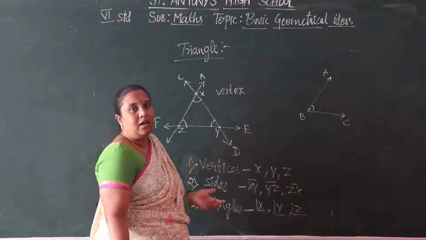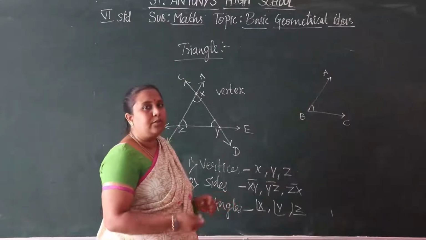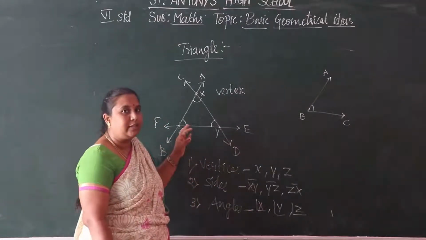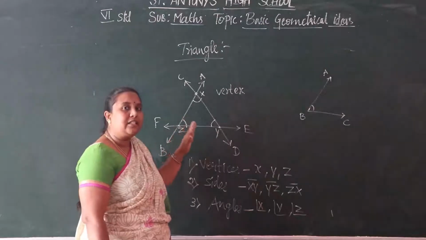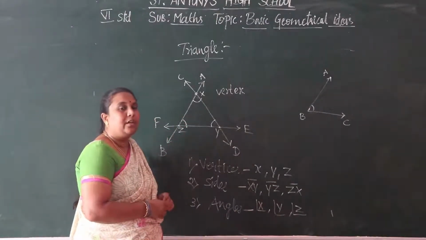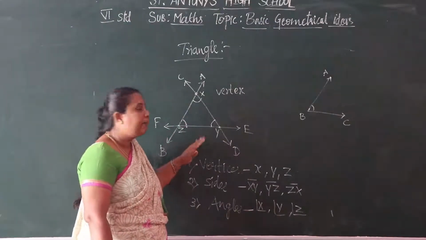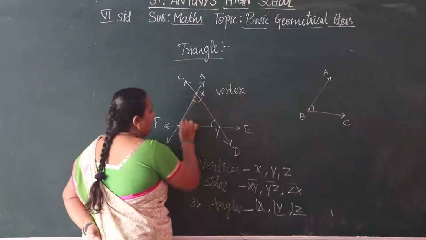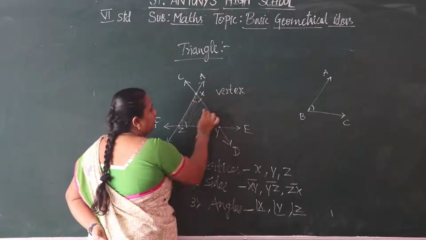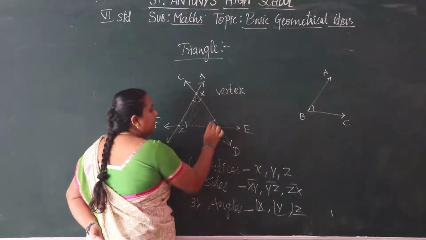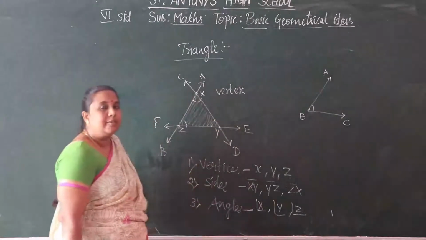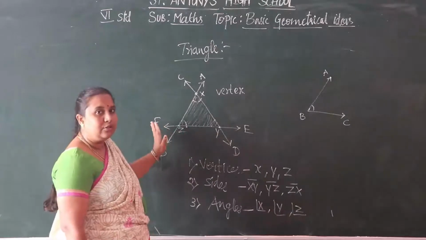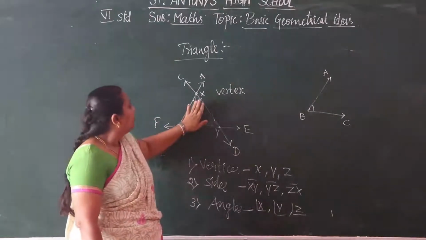You know this, children. You don't want the explanation for that now. Interior, exterior, and boundary. What is interior here? Inside the triangle, the shaded region. You should shade and show the region. If they ask the interior of the circle, you should shade and show the region.